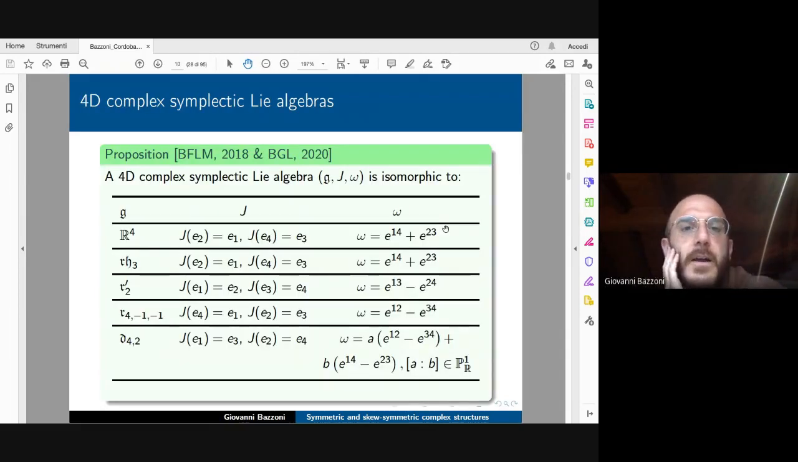The first result I would like to present to you is a classification of four-dimensional complex symplectic Lie algebras, which we obtained.